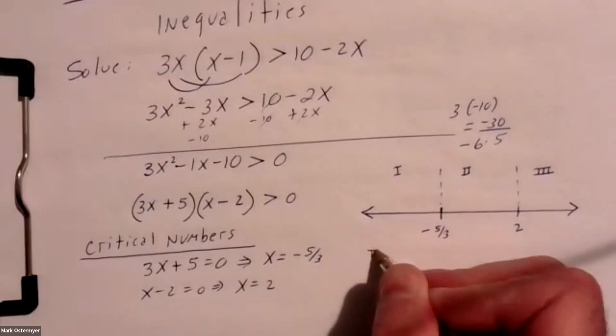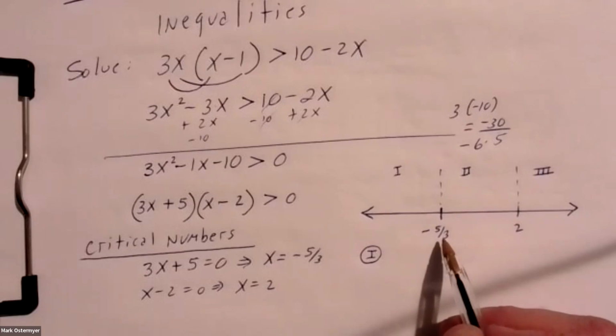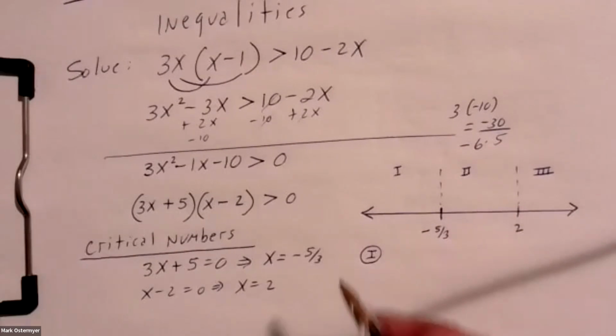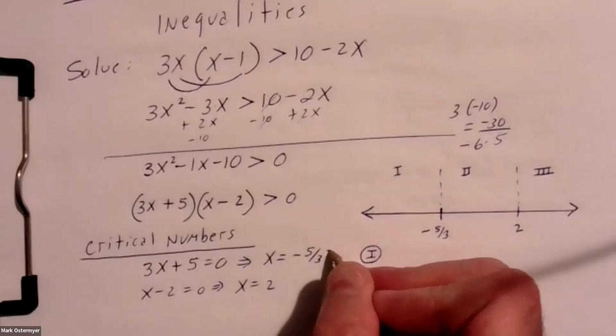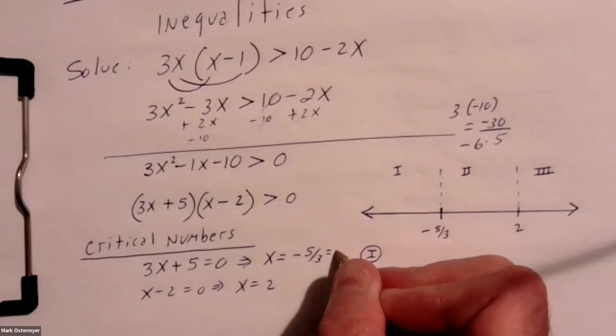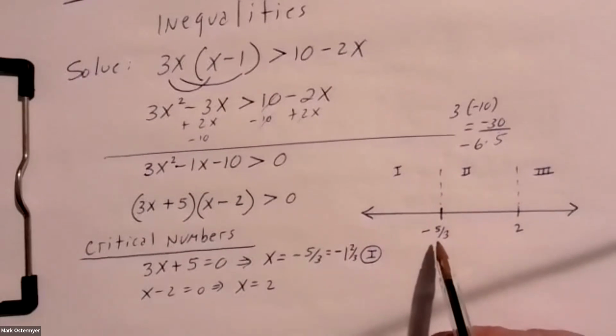Interval number one. Can anybody give me a nice real number that's less than -5/3? Isn't -5/3 as a mixed number really negative 1 2/3? Can somebody give me a real number less than -1 2/3? Some nice number. -2. Let's look at -2.